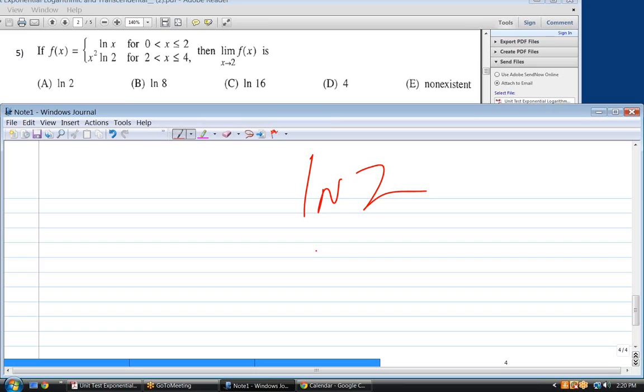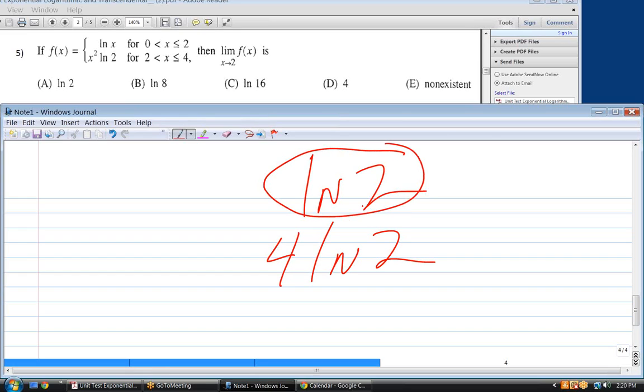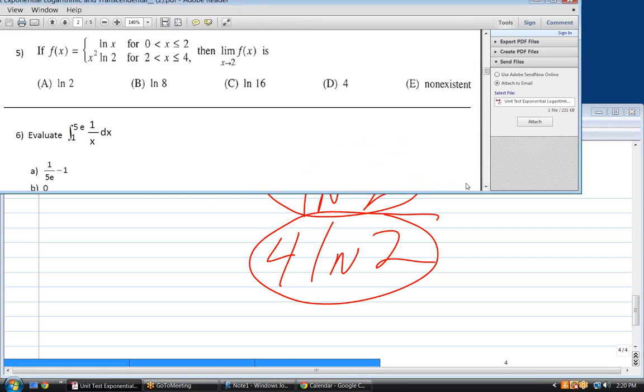Isn't that natural log of x? Well, we're using this second function. And the limit as we approach from the right is going to be 2 squared natural log of 2. Okay, that is not the same as that. In other words, the limit as we approach from the left is not the same as the limit as we approach from the right. Therefore, it's non-existent. I understand what I did now. Yeah, that makes sense.